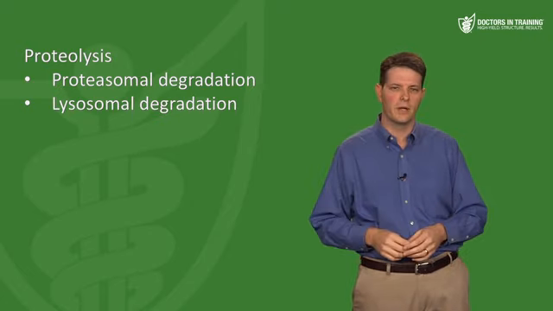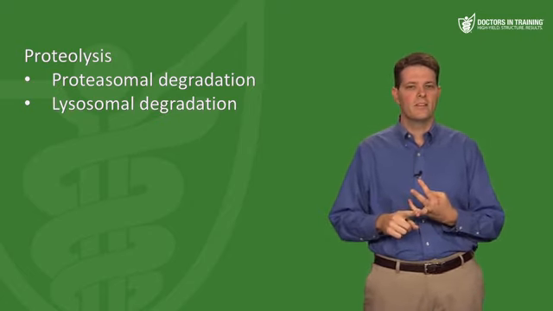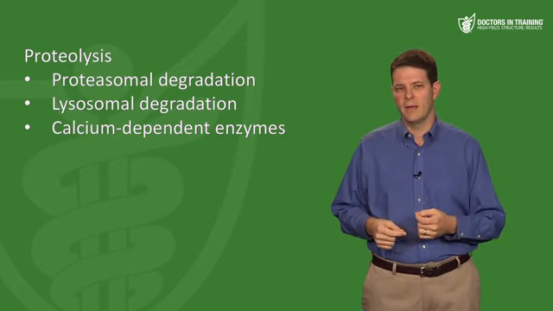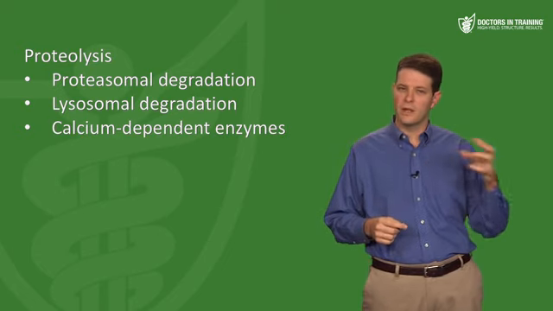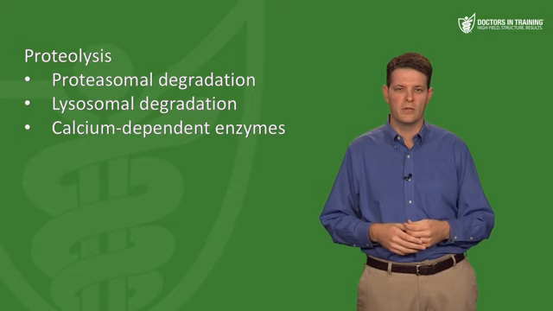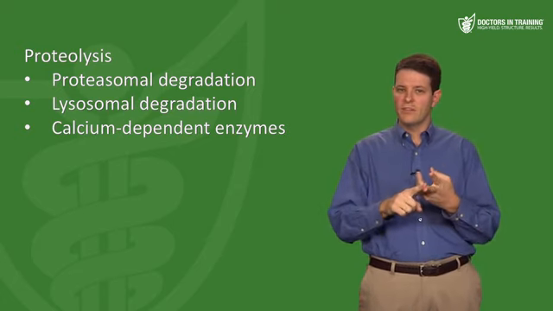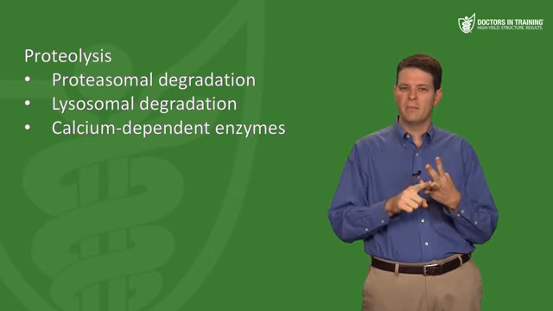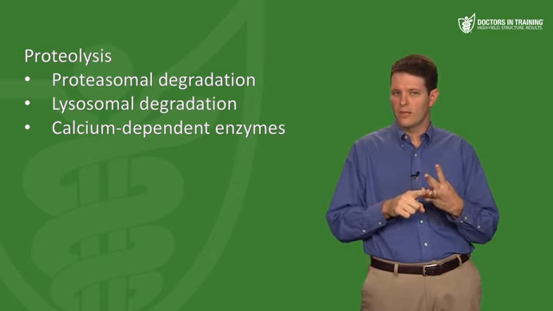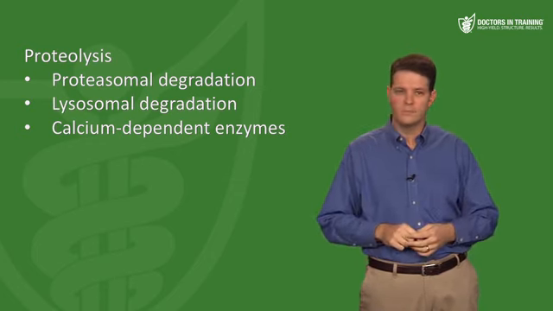And we discussed that one already. And then option three for proteolysis is to use calcium-dependent enzymes that aren't found in the lysosome and aren't found in the proteasome, but again, they break down proteins. So there's a proteasomal mechanism which uses ubiquitin, there's a lysosomal mechanism, and there's a calcium-dependent enzyme mechanism. Three different ways to break down proteins that you don't need anymore.